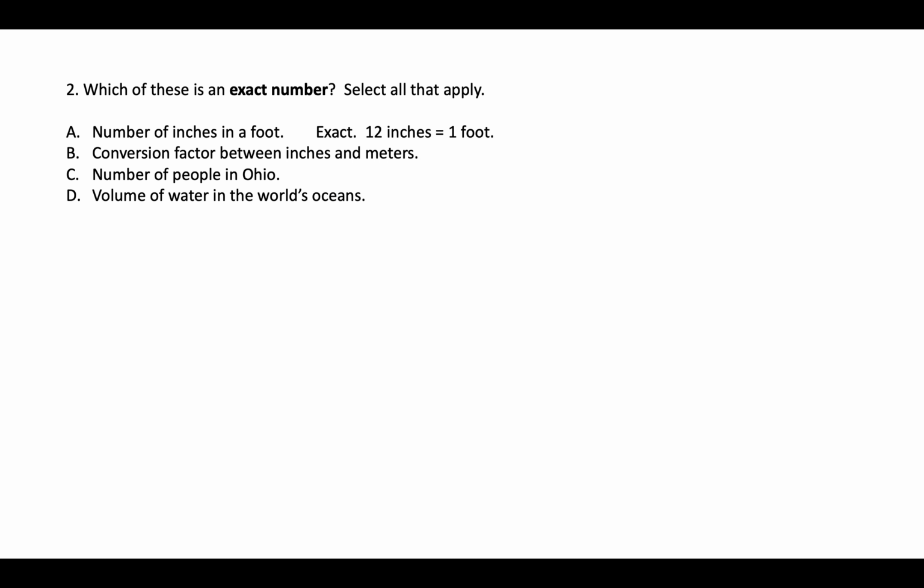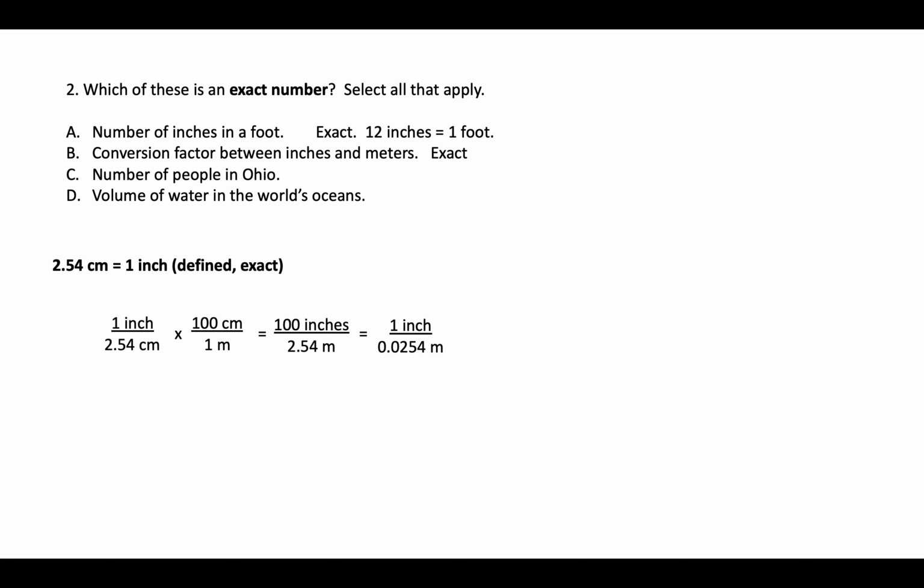Looking at our choices, number of inches in a foot, that's an exact relationship. There's exactly 12 inches in a foot. Conversion between inches and meters, that's also an exact relationship. An important one that we want to know is listed right here. 2.54 centimeters is defined as being exactly 1 inch. There's no uncertainty in that.